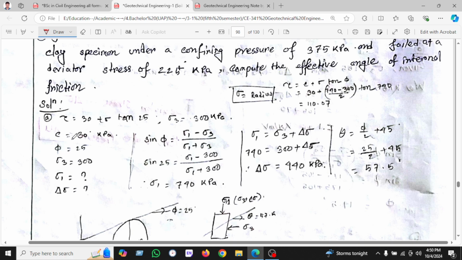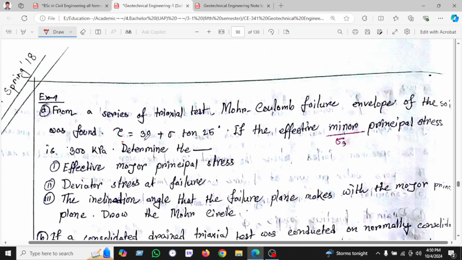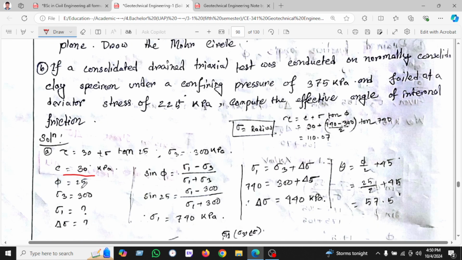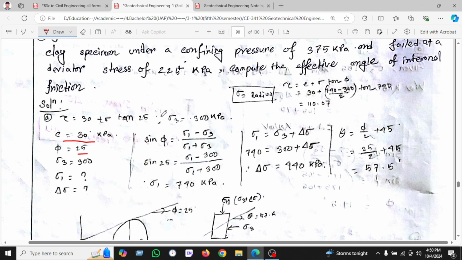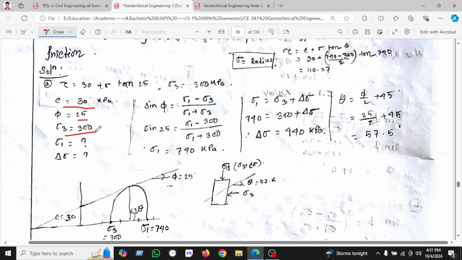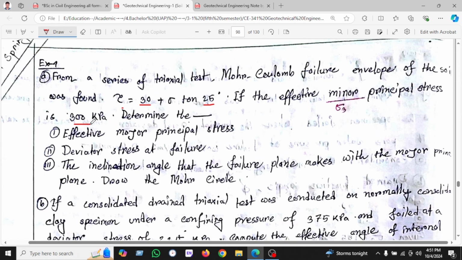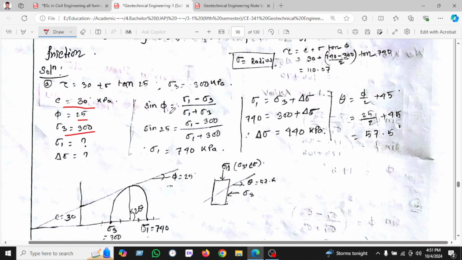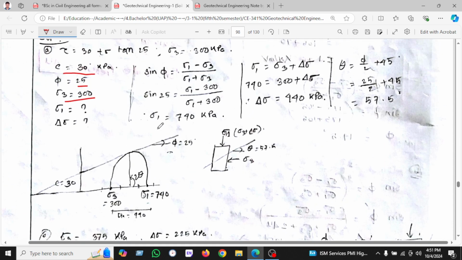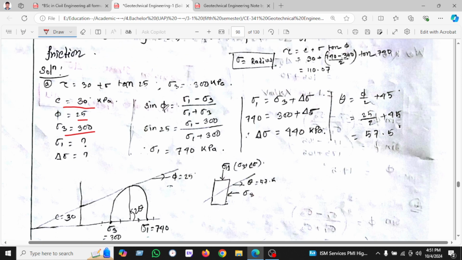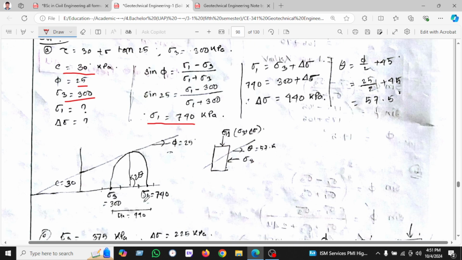So let's start. We know the data given: c equals 30, and the angle phi is given as 25, and sigma 3 is 300. Here the minor principal stress sigma 3 is given. So if we calculate here, if we draw here, say sine phi, which is sigma 1 minus sigma 3 over sigma 1 plus sigma 3, in this formula we will find sigma 1 is 740. So sigma 1 is here.